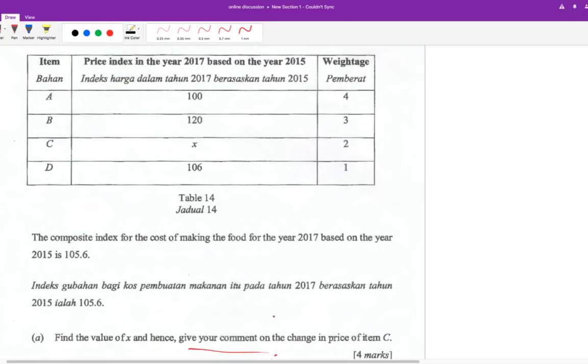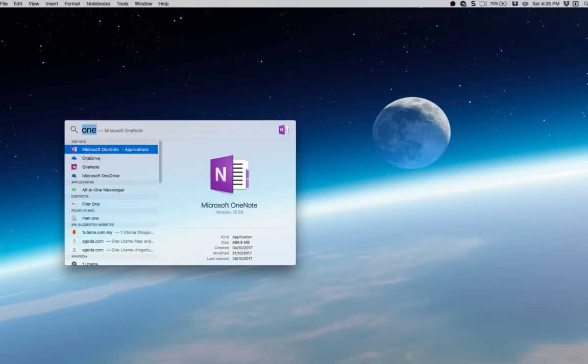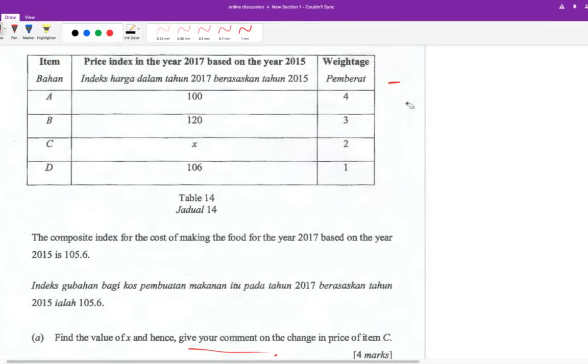Anyway, we know the formula for composite index, right? It is basically the sum of index number multiplied with weightage. So this is W, and we will need to do this thing over here, and it's hanging again. Oh my god. Just let me, because I need that space to write something. Okay, I hope I can erase now. Okay, so therefore this is W, so I can find the IW here.